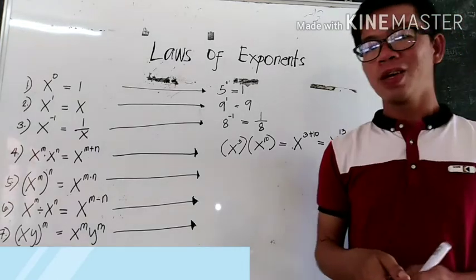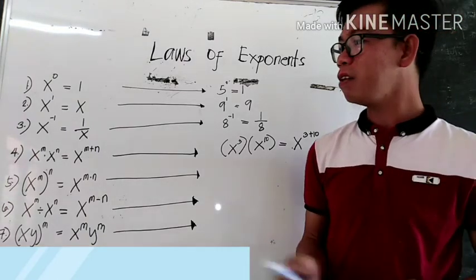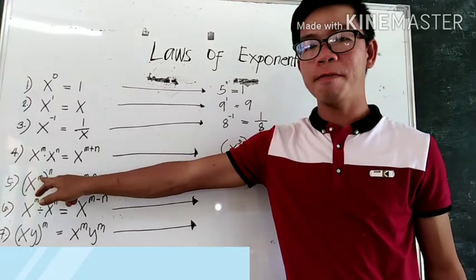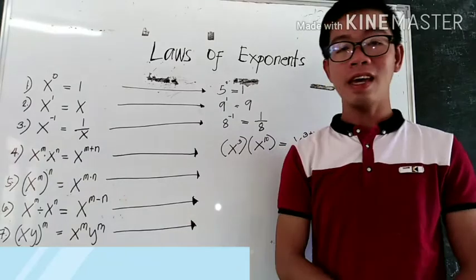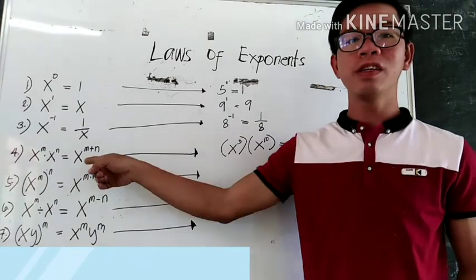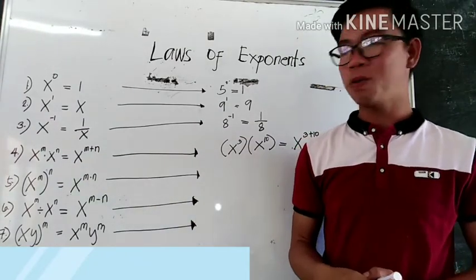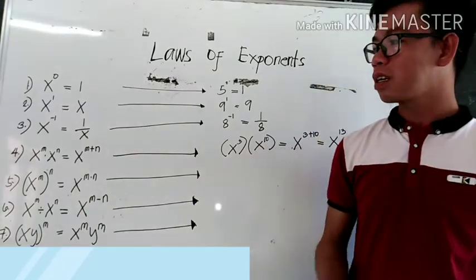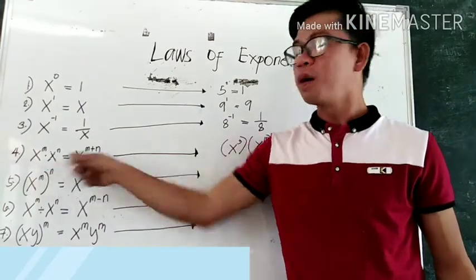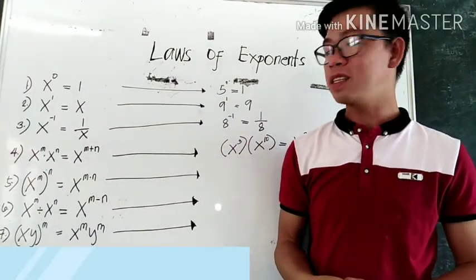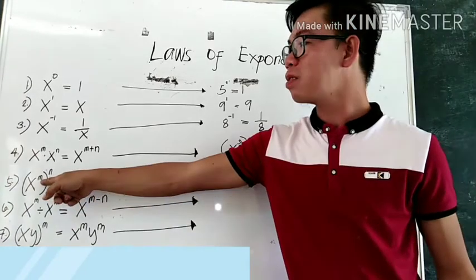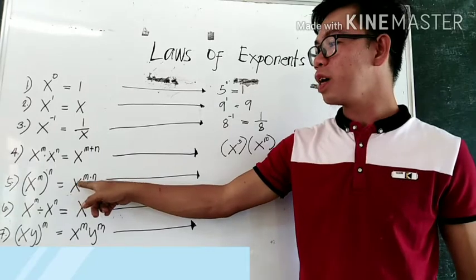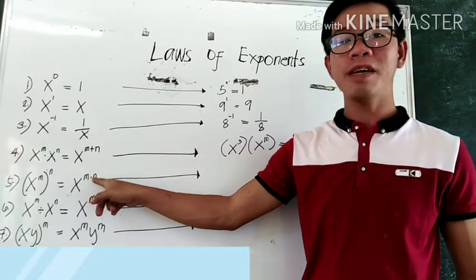Next, we have rule number 5. X raised to the power of m, raised to the power of n. This is what we call raising a power to a power. So, when we have this expression, we will have to multiply the exponents. So x raised to m raised to n is equal to x to the m times n.